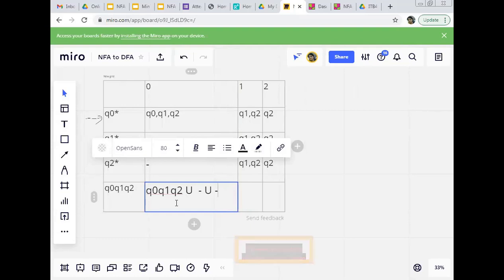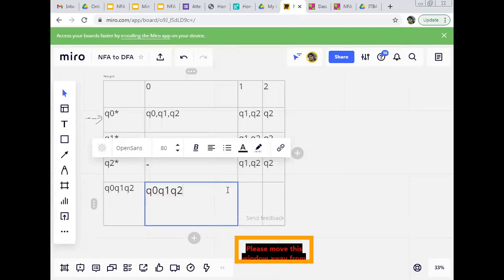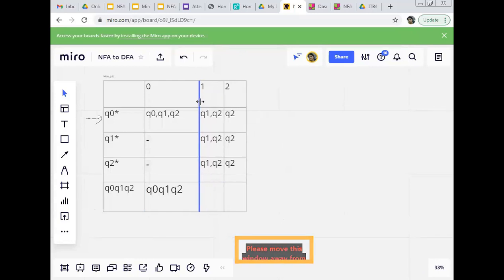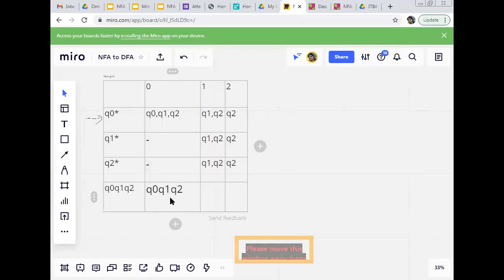So what is the answer here? Q0, Q1, Q2, union, null, union, null. It is Q0, Q1, Q2, right? I'll just remove this and keep this as it is. Okay, you have to show that. I haven't shown it here, but you have to show it. Is this clear? Any doubt in this?